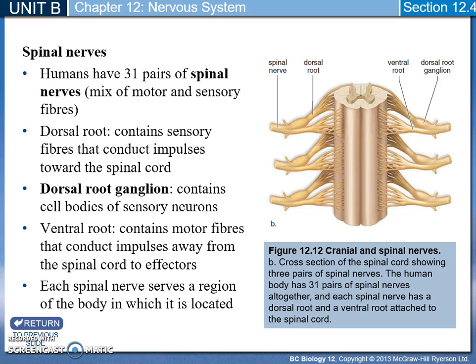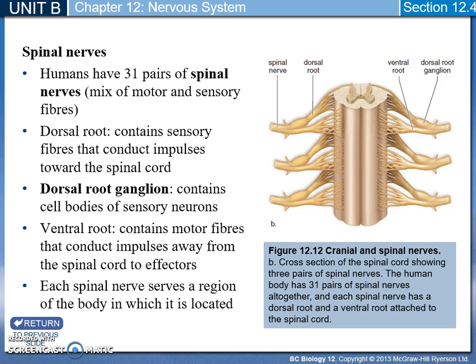So the spinal nerves, we have 31 pairs of spinal nerves. These are a mix of motor and sensory fibers. Then we have a dorsal root, which contains sensory fibers that conduct impulses toward the spinal cord. So that's the direction that those impulses travel through the dorsal root. So those go toward the spinal cord.